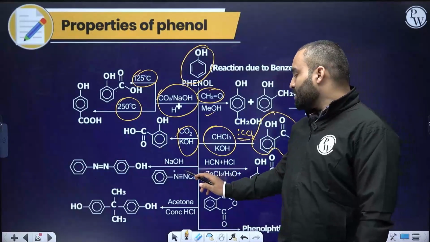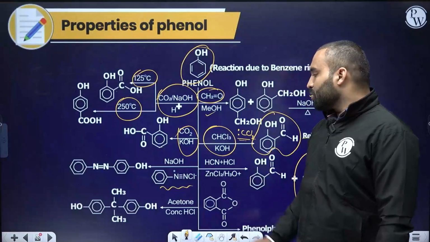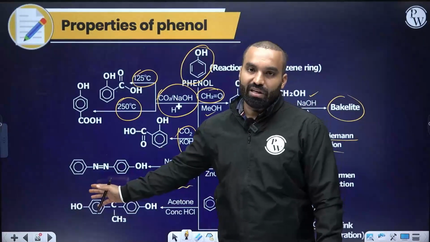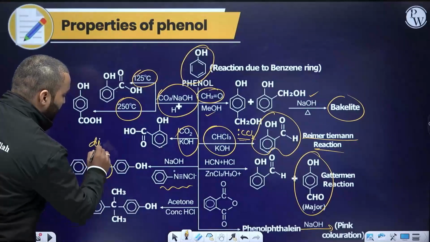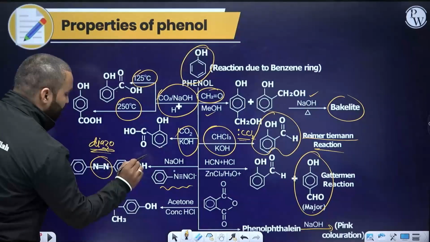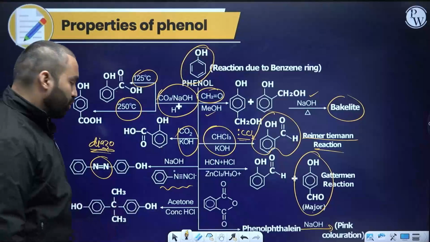When you use NaOH and this benzene diazonium salt, there will be dyes formed. These are diazo, colorful dyes. Colorful dyes due to extended conjugation.